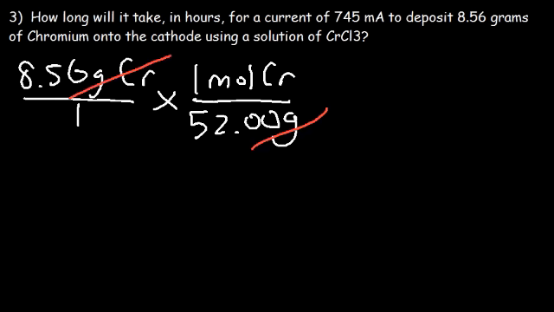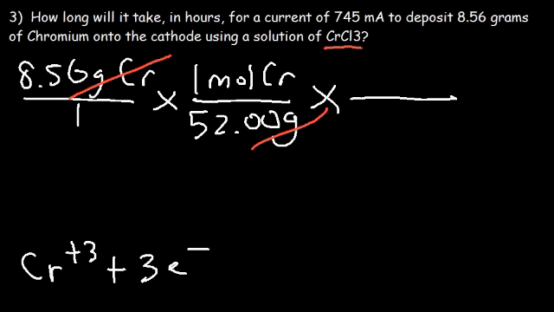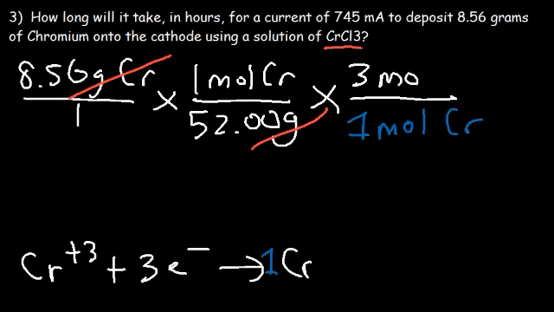And now we need to convert moles of chromium into moles of electrons. So let's write the half reaction for chromium. Notice that chromium is in the +3 oxidation state because there's 3 chloride ions attached to it, and each chloride ion has a charge of -1. So this is a reduction half reaction. So chromium +3 is going to need 3 electrons to turn into chromium metal. So the molar ratio is 1 to 3. So for every mole of chromium that is deposited onto the cathode, 3 moles of electrons pass from the anode to the cathode.